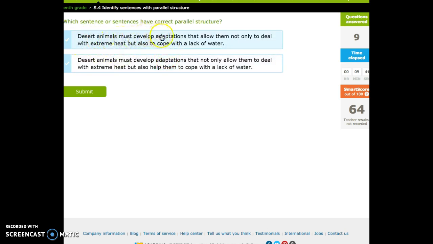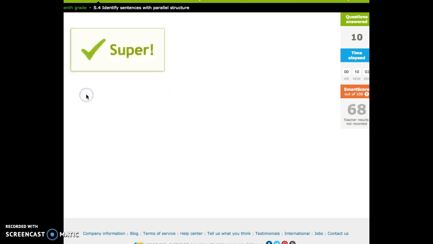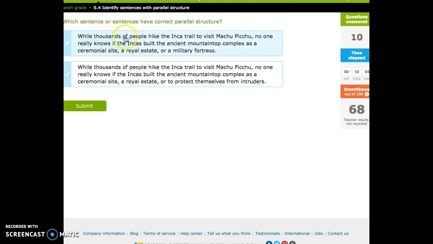Desert animals must develop adaptations that allow them not only to deal, but also to cope. The thing after not only is to deal, the thing after but also is to cope. So that's good. That not only allow them, but also help them. Good. Thousands of people hike the Inca Trail. Okay, this one's pretty easy. We'll get through this one.